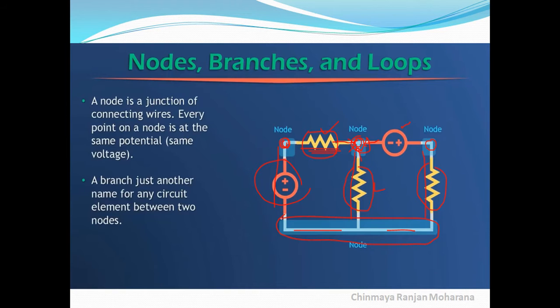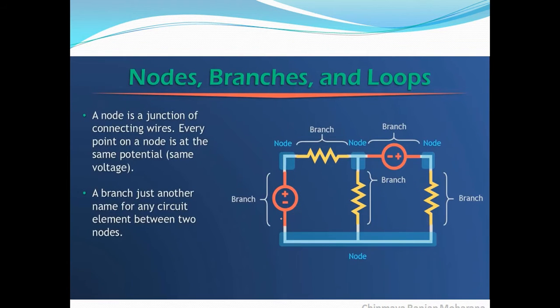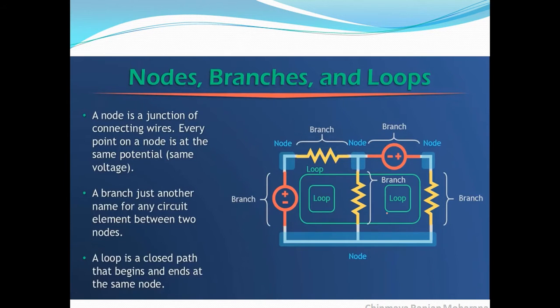Next, when we discuss a loop, that means a closed path. A closed path is denoted as a loop. Here is a closed path and here also a closed path. Similarly, we call this a loop and this one also a loop.